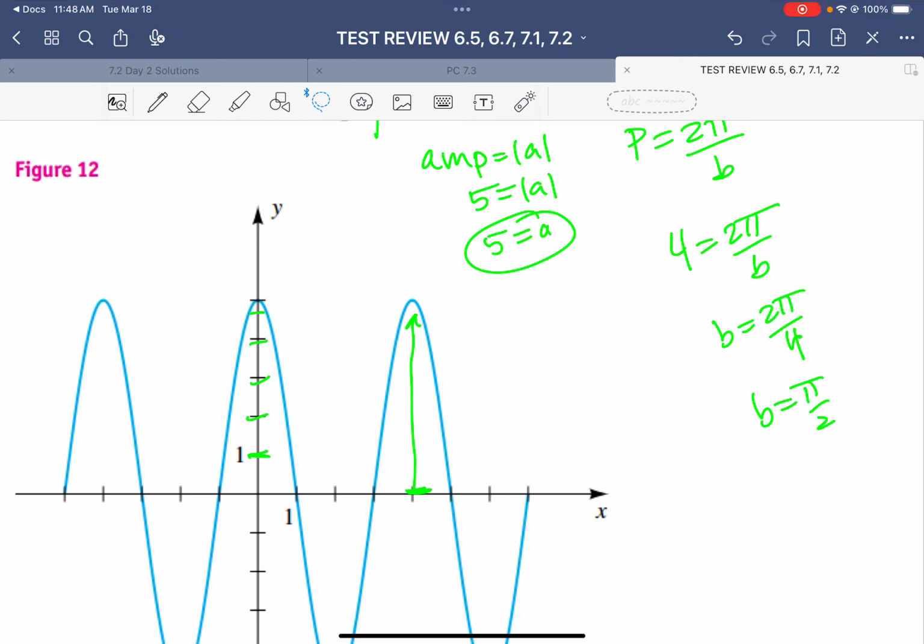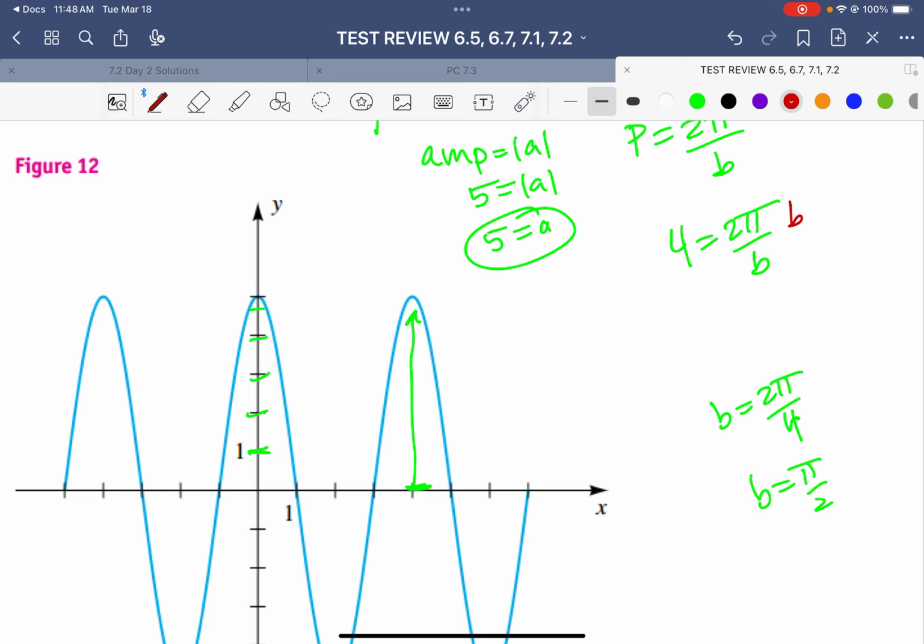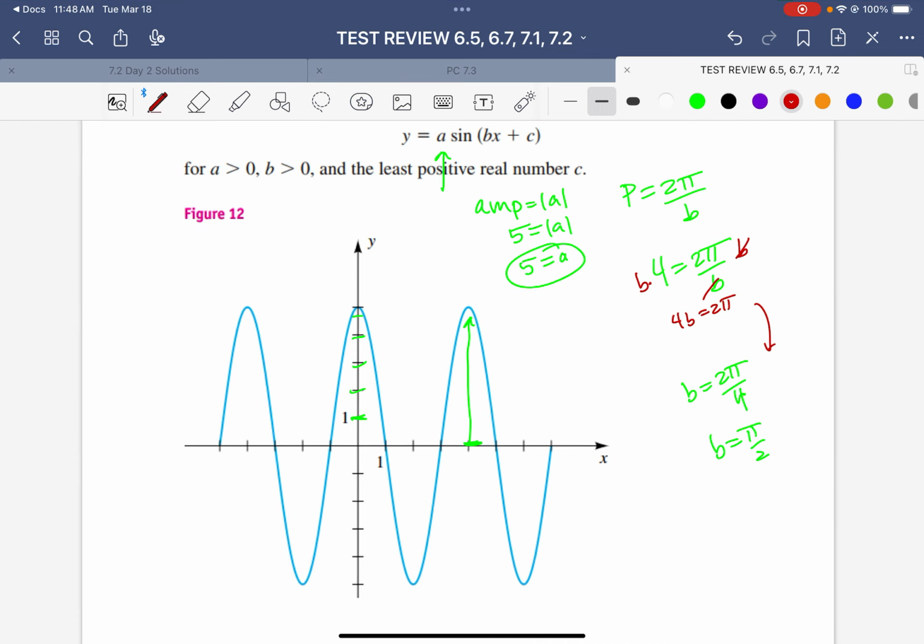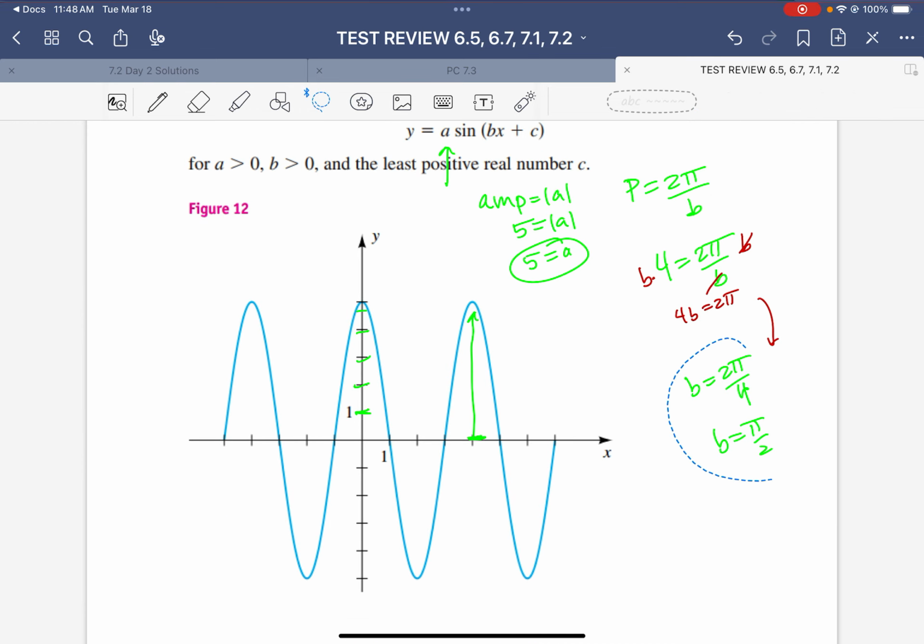Okay, how did I make that one step? Just to make sure that's clear, I multiplied both sides by b, and these canceled out. And so I get 4b is equal to 2 pi, and then I divided both sides by 4 to get to here, so that we see where that came from.